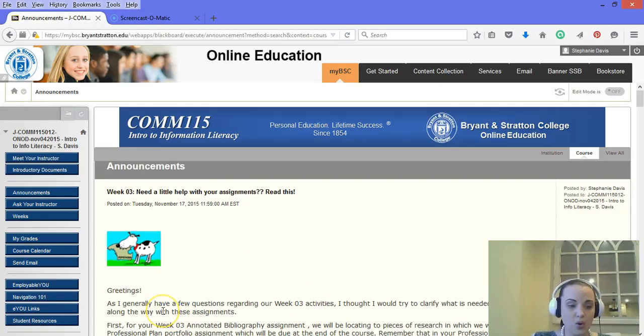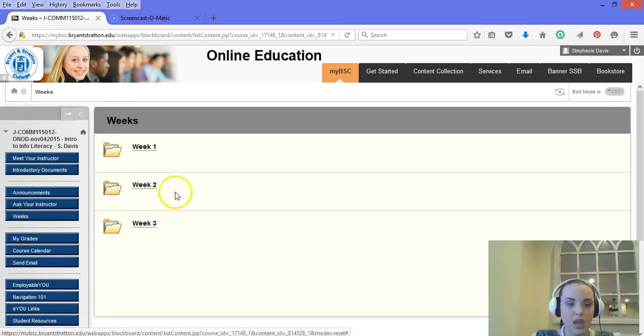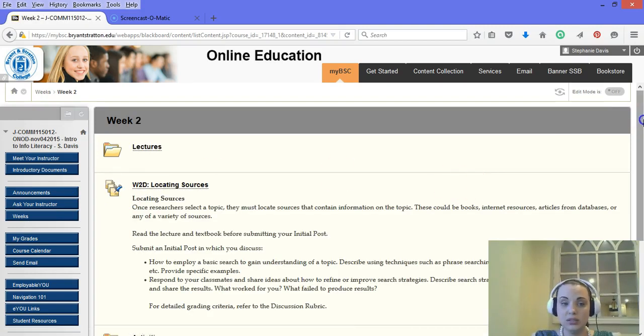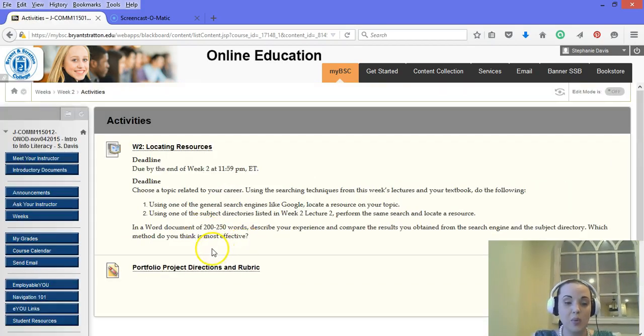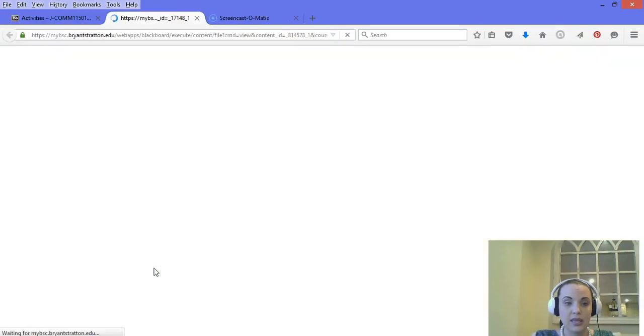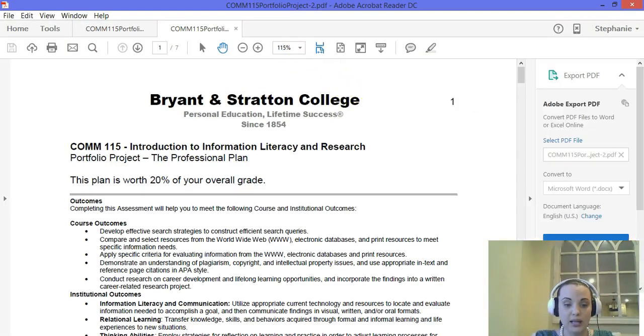So we're on the main course page right now. We all know this page. We've been in it in the course so far. If you look over here on the left, you're going to see this weeks area. Now if we click the weeks area and we click on week 2, we're going to scroll down and see activities. We're going to click that and we're going to see portfolio, project directions, and rubric. This is where you're going to find the directions for how to complete this project.